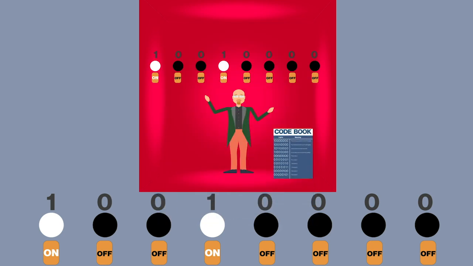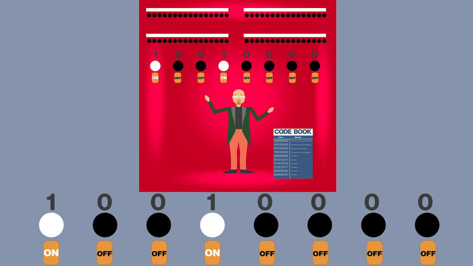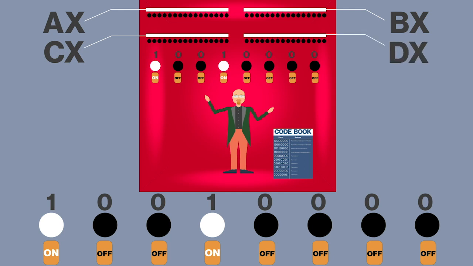I'm going to put in 4 racks of light bulbs. Each one of these racks is going to have 16 light bulbs on it. The function of these light bulbs is to be storage areas for the guy inside the box to be able to do adding, subtracting, multiplying, dividing. By the way, we call these registers, okay? And for this particular example, let's label them. We're going to call this one the AX register, this one the BX register, this one the CX register, and this one the DX register.